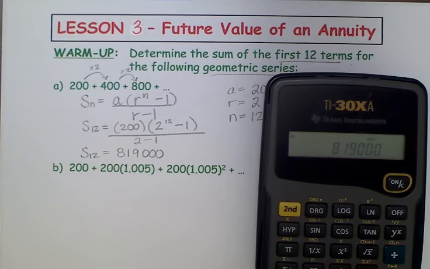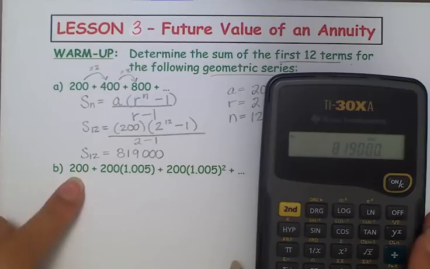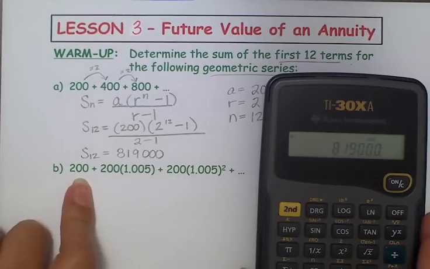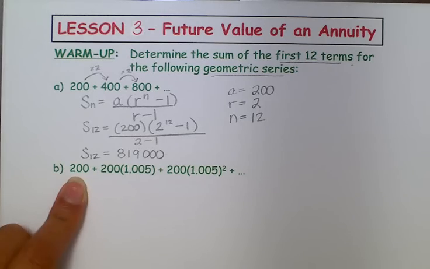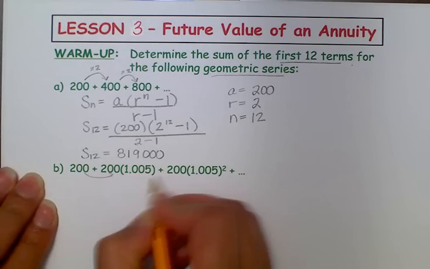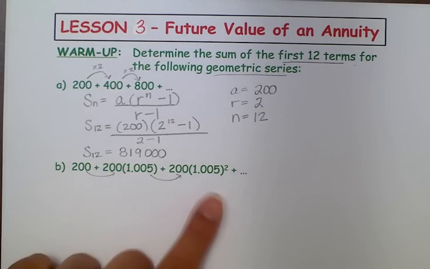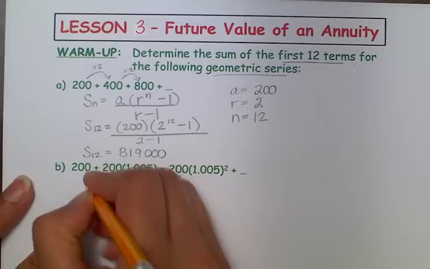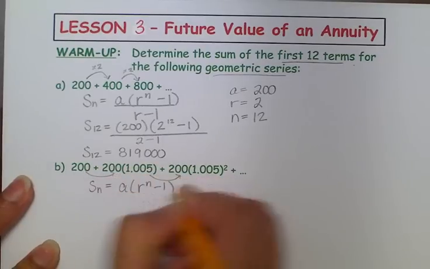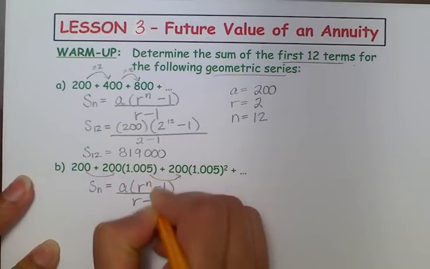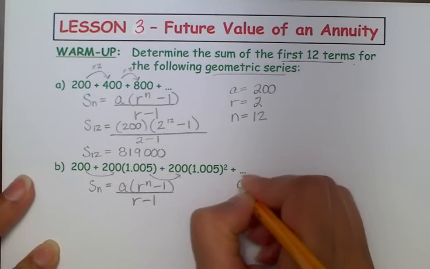Okay, let's take a look at the next one. The second one, we're looking at the sum of the first 12 terms. And you'll notice that the first term is 200 again. But now the value that I'm multiplying by each time to get to the next term has actually changed. So I'll start by writing down the formula, over r minus 1. And I know that the first term is 200.